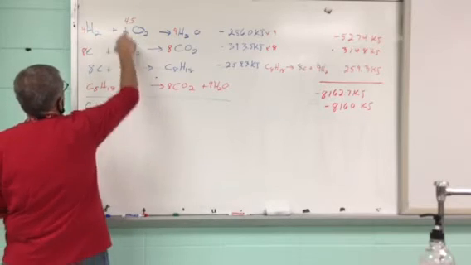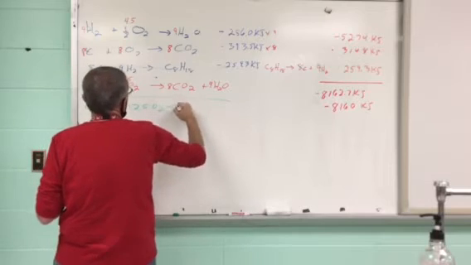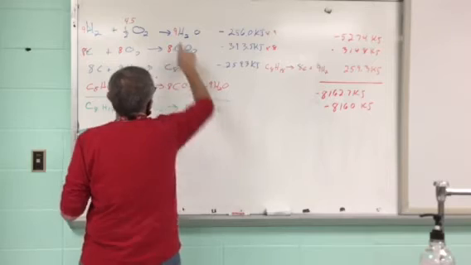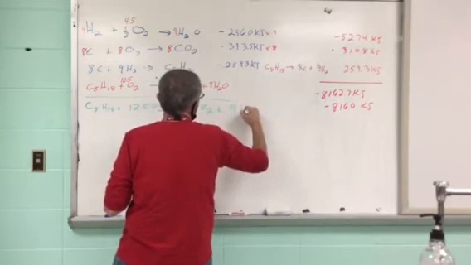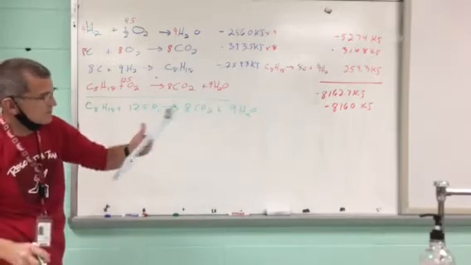C8H18 plus 8 plus 4.5, 12.5 oxygen, yields 8 carbon dioxide plus 9 water, which is the reaction I had here. So therefore, that's my numeric answer.